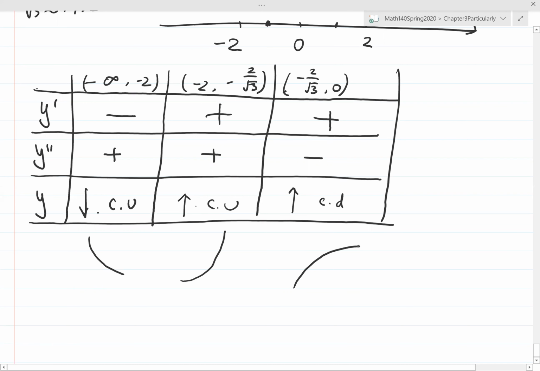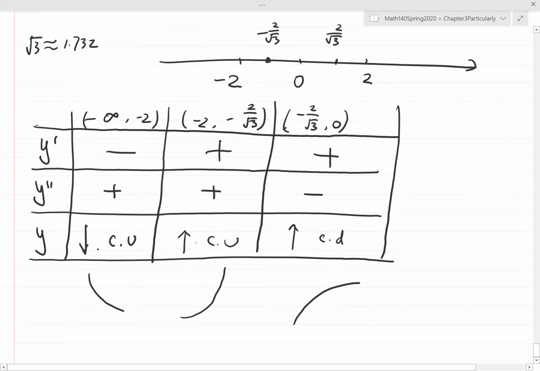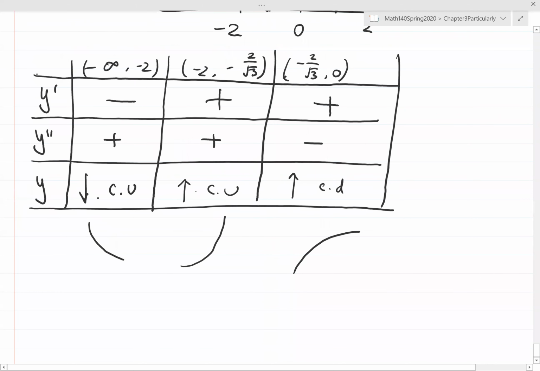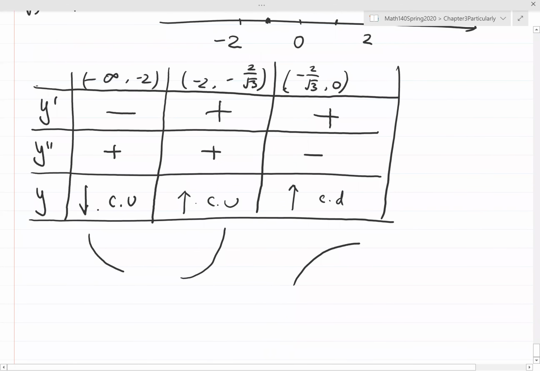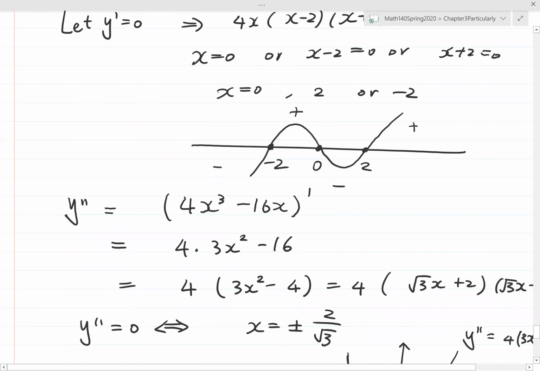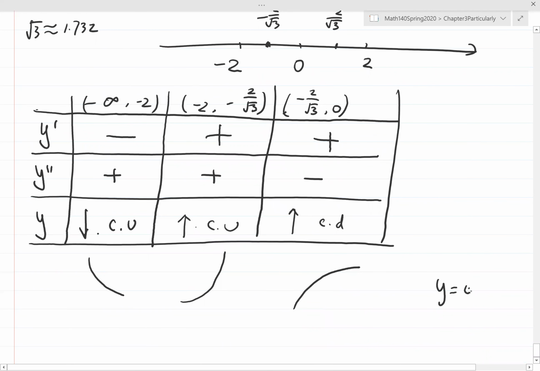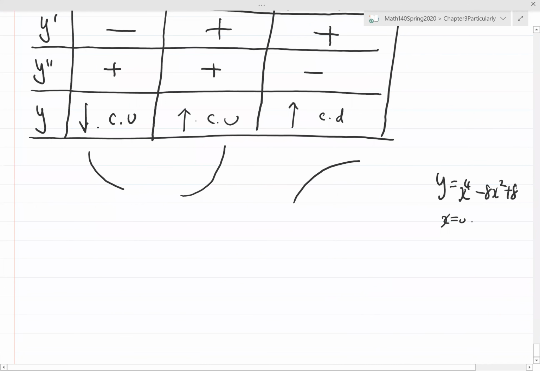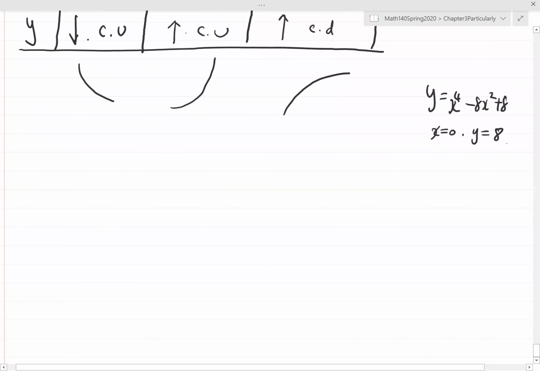And then we plot its graph. Here it's a polynomial. A polynomial has no asymptotes. And look at its y-intercept. The function is y equals 4x to the power 4 minus 8x squared plus 8. So when x is 0, y is 8. So let's plot this graph.